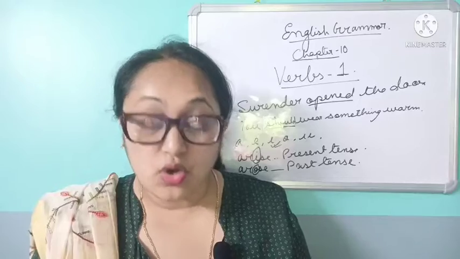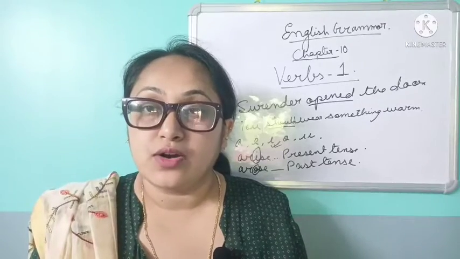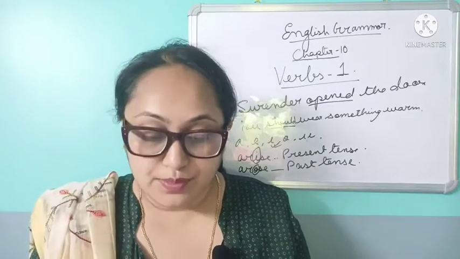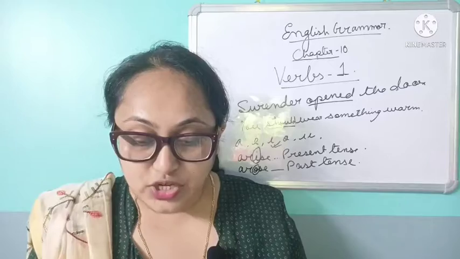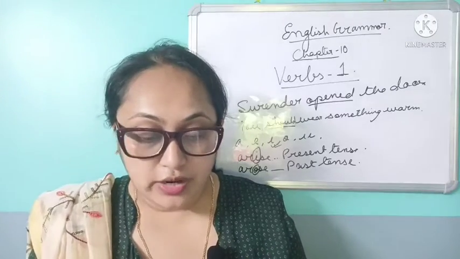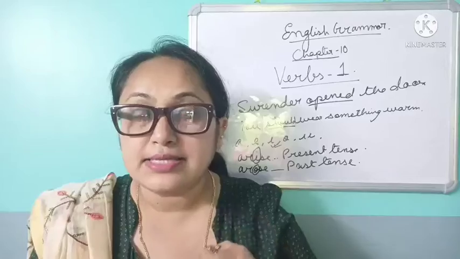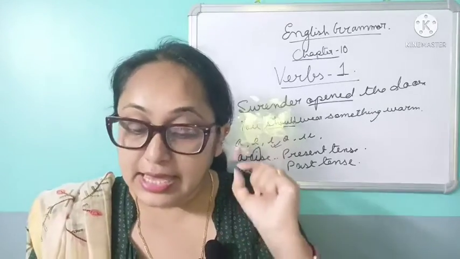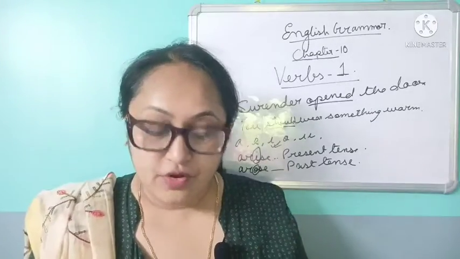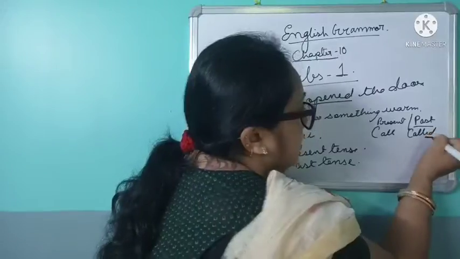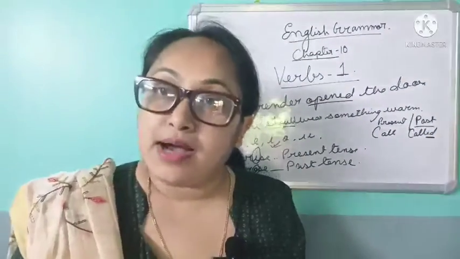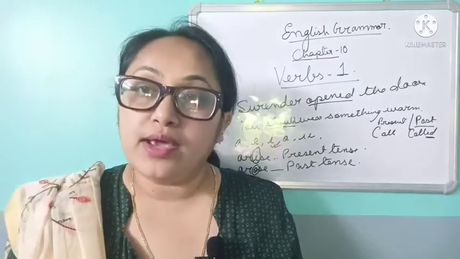Now what are called weak verbs? Weak verbs are also called regular verbs. They need endings such as ed, d or t to form the past tense. To form the past tense from the present tense, we simply have to add ed, d or t. For example, call, add ed to make it past. So this is called weak verbs.